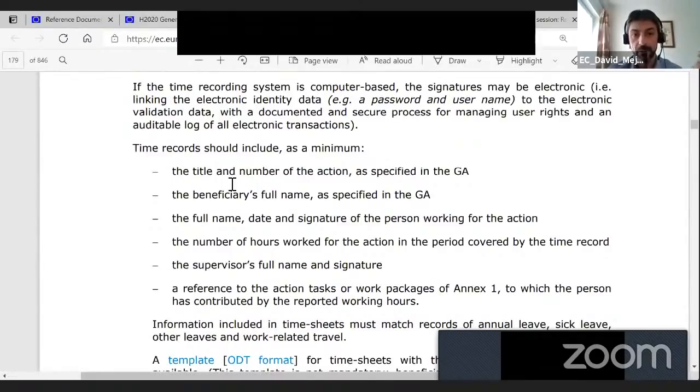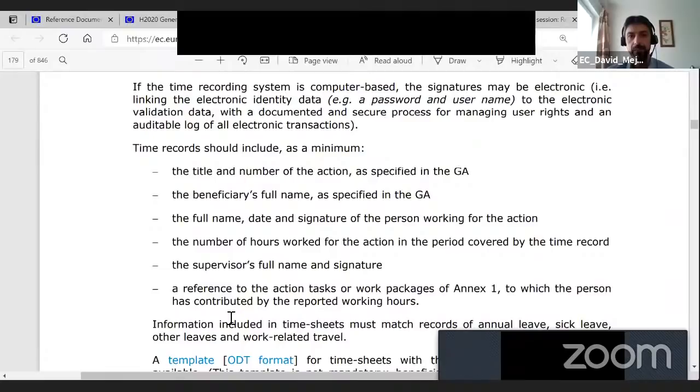So the time records must include the title and number of the grant agreement, of the action, the beneficiary's full name to know that these are your time records and not someone else's. The full name, date, and signature of the person, of the worker. Obviously, the number of hours that the person worked during that period, otherwise it would be useless. The supervisor, so the person who countersigns these time records, with the full name and signature, and then a reference to the action task or the work package of Annex 1 to which the person has contributed during these hours. Only that. And this minimum condition once per month. That's all. So as you see, in reality, the information required is very limited.